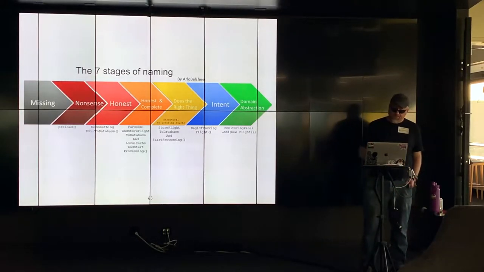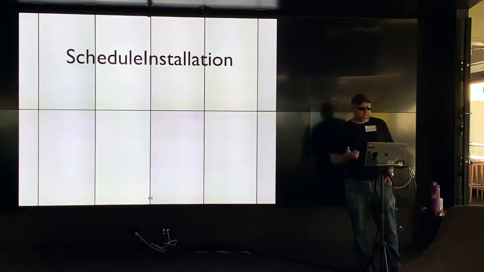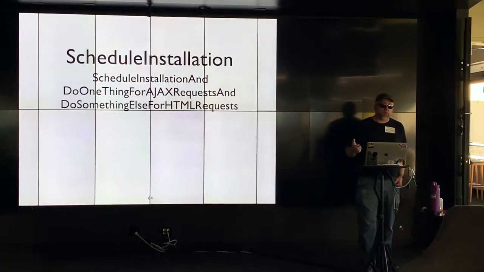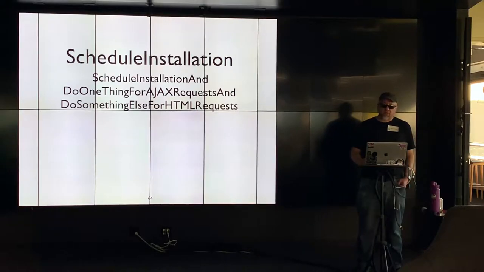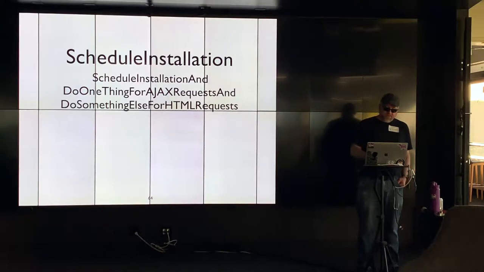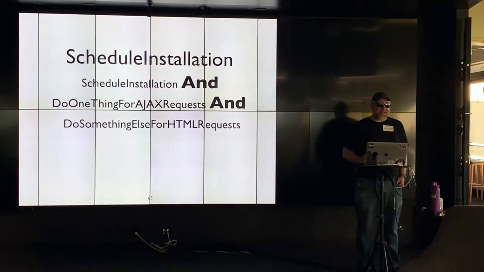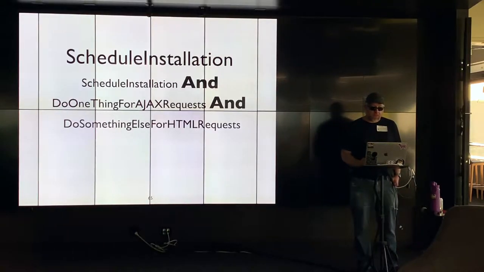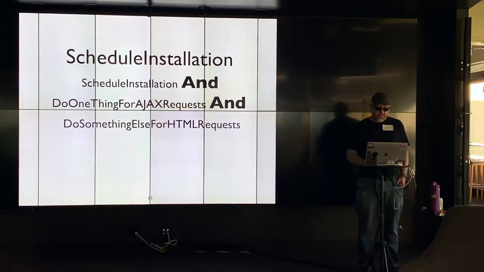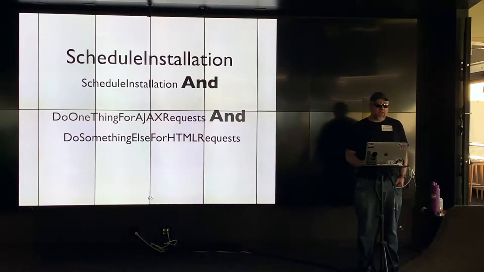All right, so going by Arlo's seven stages of naming, I would say that this name is somewhere between stage three, honest, and stage four, honest and complete. I hesitate to call it complete because it's just saying do stuff. Anyway, I mentioned the single responsibility principle, and I mention it because the thing that brought it to mind is this word and. Every and in that name is an additional responsibility for this class. And of the two ands we have here, of the three things that this method is doing, the bigger contrast is between scheduling an installation and all that other stuff about whether this is HTML or AJAX.